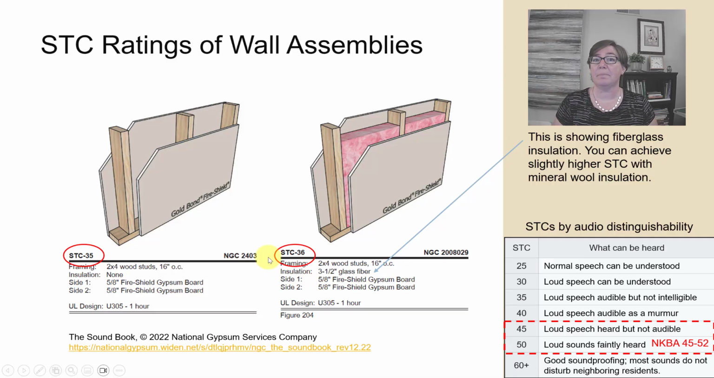Now, you can improve this a little bit. They didn't have it in this particular reference book, but you can use mineral wool. You might have heard this called rock wool insulation. It's slightly heavier and performs better acoustically, and you'll get another point or 2.